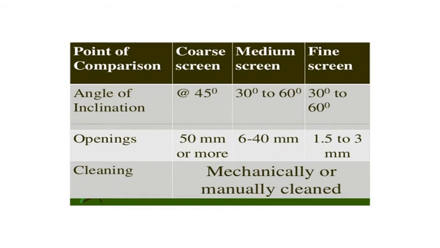The size of opening is basically 50 or more in the case of coarse screen. Next, medium screen has an opening size of 6 to 40, and fine screen has a very small size, 1.5 to 3. So larger floating solids you can remove at the coarse screen, and smaller particles or smaller solids you can remove at the fine screen. Cleaning can be done by mechanical or manual screen. Either the screen is mechanically operated or manually operated, so you can use both mechanical cleaning or manual cleaning.